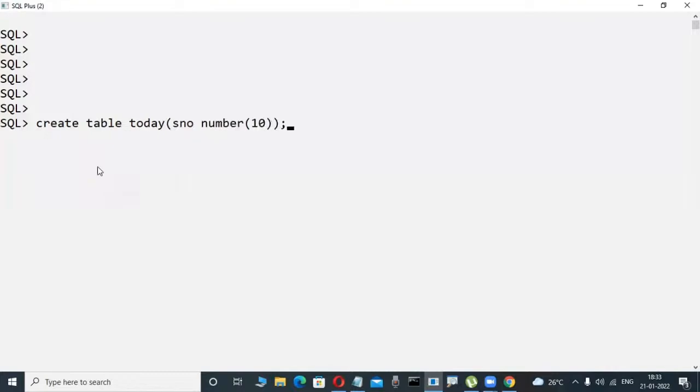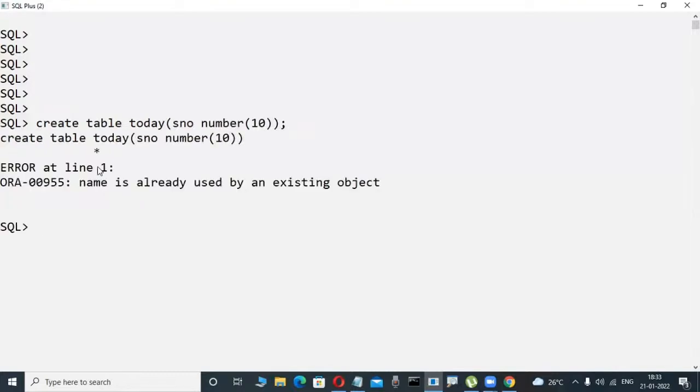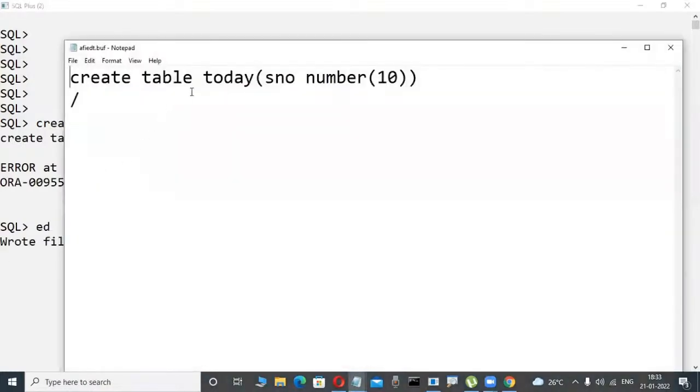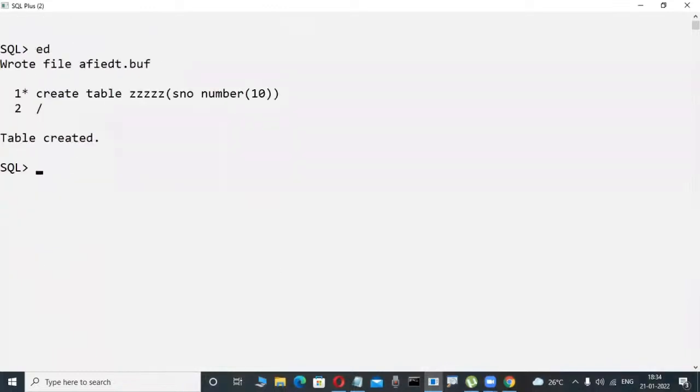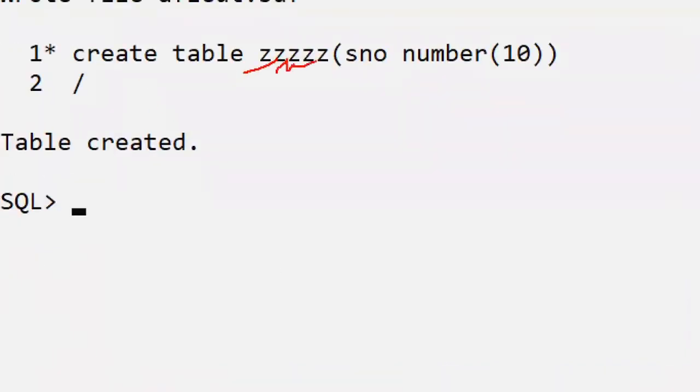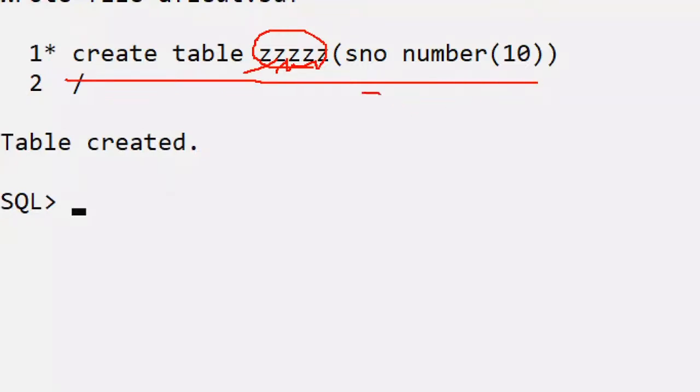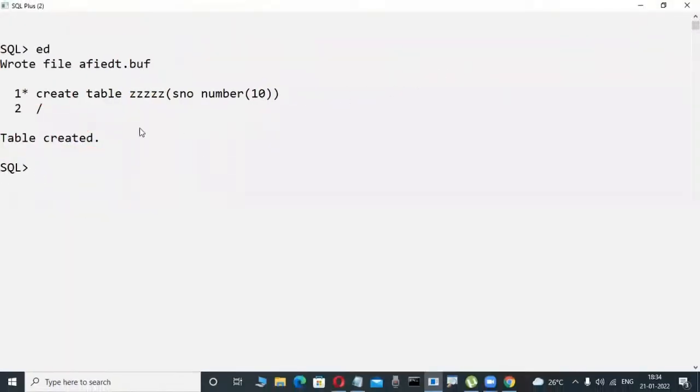Slowly observe it here, concentrate here. Suppose Z is a table. Observe it here, Z is a table. For example, I am creating it. Okay, fine, for example, this table is created. Z is a name I am giving. The table I'm creating only in my Oracle database, or SQL Server database, or MySQL database. Table is created. Slowly observe it here. This table is created.